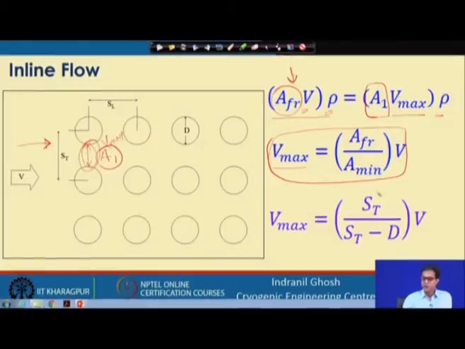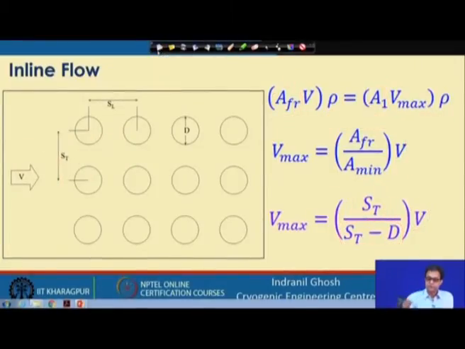So, the minimum area, if you look at it in terms of the pitch, we have ST corresponding to the frontal area, and the minimum area is nothing but ST minus this length and this length, so that will constitute D. So, ST minus D is in the denominator, multiplied by V. So, V max becomes ST by ST minus D into the frontal velocity or free stream velocity.